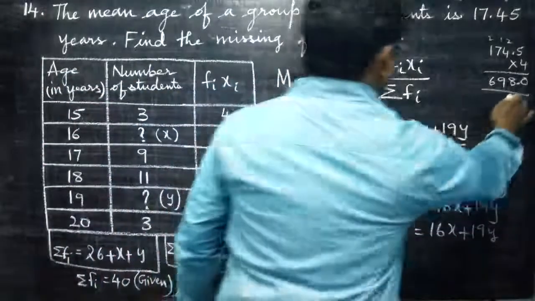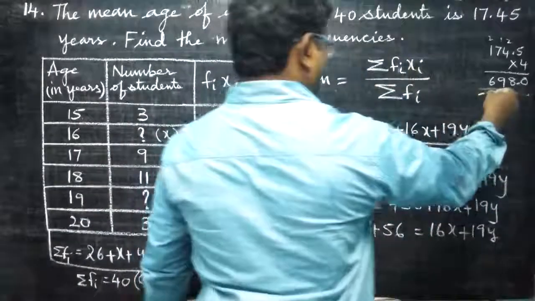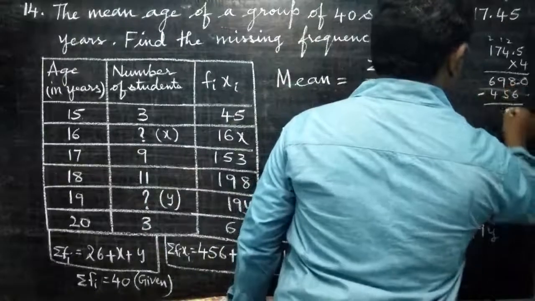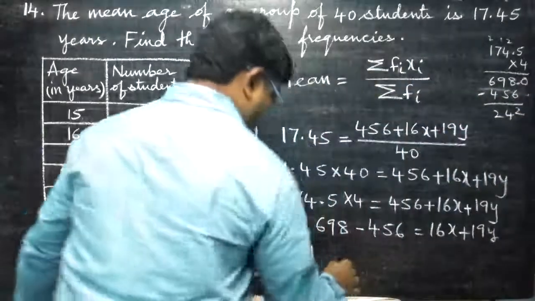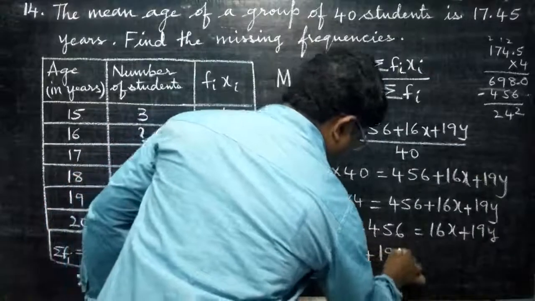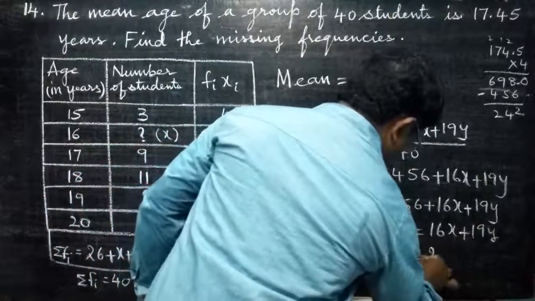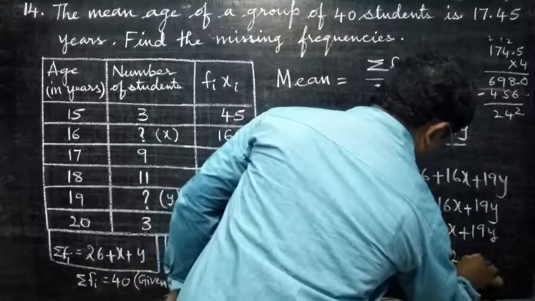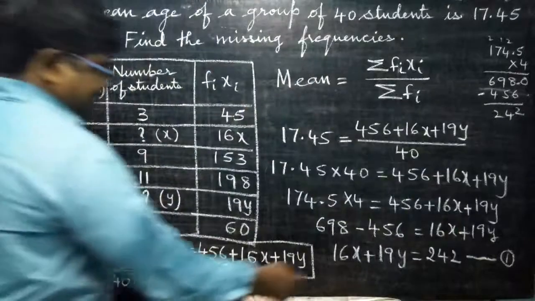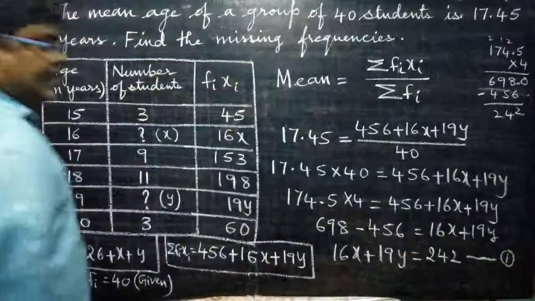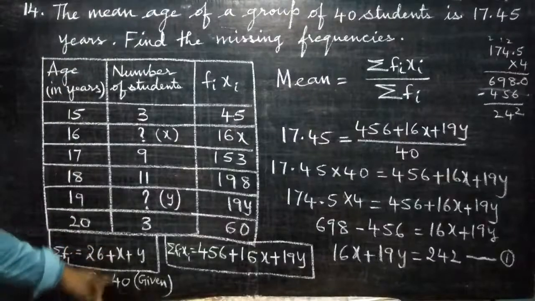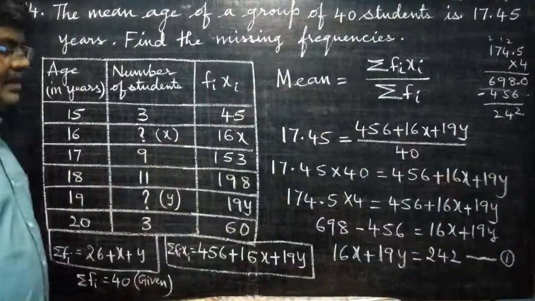Now subtract. Minus 456, subtract. Here 2 will be there, here 4, again 2. So how much you got means 16x plus 19y is equal to 242. Think of this as equation number 1. There is no common factor. Here 19 is there. We can't take any common factor. Still simplification is there. These two we are going to find. So we will get two simultaneous equations.